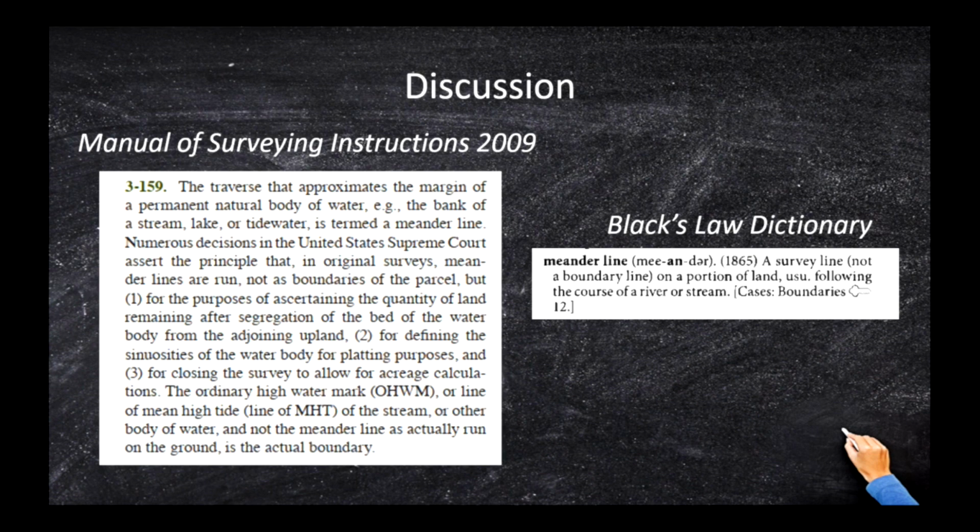If we look at Black's Law Dictionary, it's got a relatively short definition of a meander line, but it says, a survey line, not a boundary line, on a portion of land usually following the course of a river or stream.